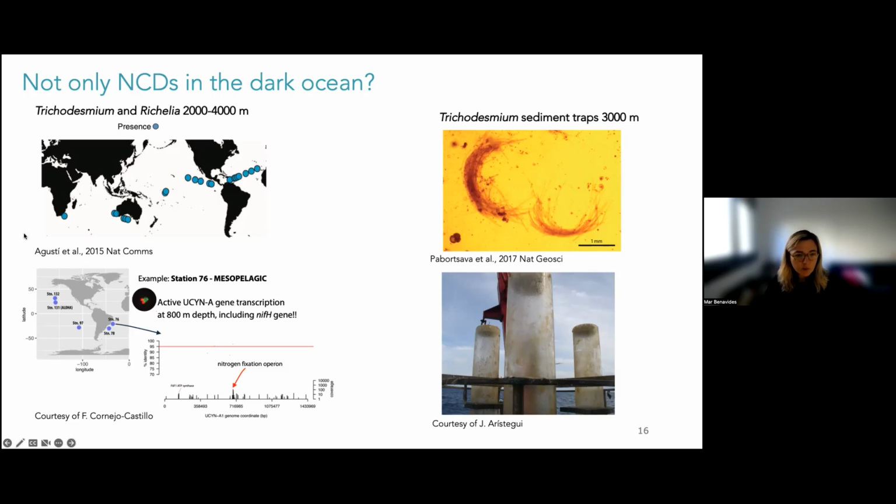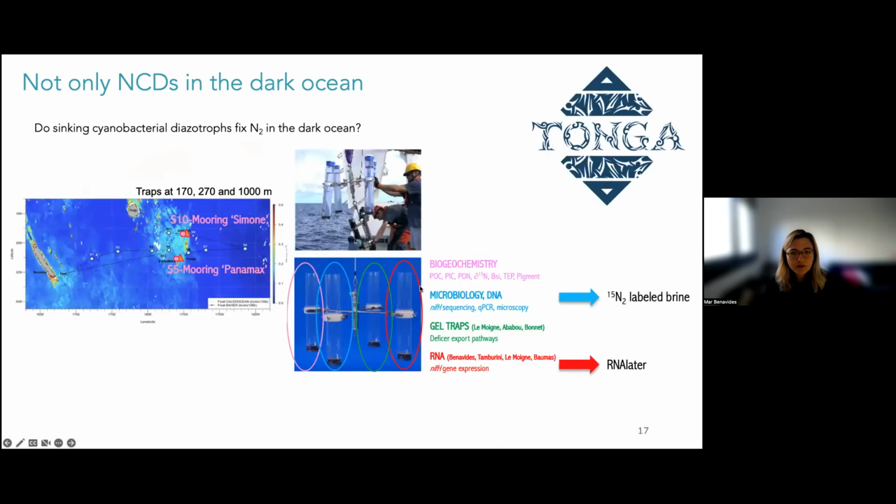But not only Trichodesmium, also when you go to the Tara Oceans data and you look at other diazotrophs such as UCYN-A, you also find them in several places around the ocean, even at 800 meters depth, and you even find them in the metatranscriptome. So this suggests that they are actually active down there. So this is a question that we wanted to ask ourselves. We wanted to know whether these sinking cyanobacterial diazotrophs are actually active when they reach the dark ocean.